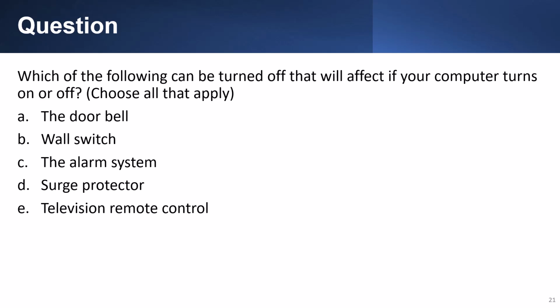Question: which of the following can be turned off that will affect if your computer turns on or off? Choose all that apply. Answer: wall switch and surge protector.